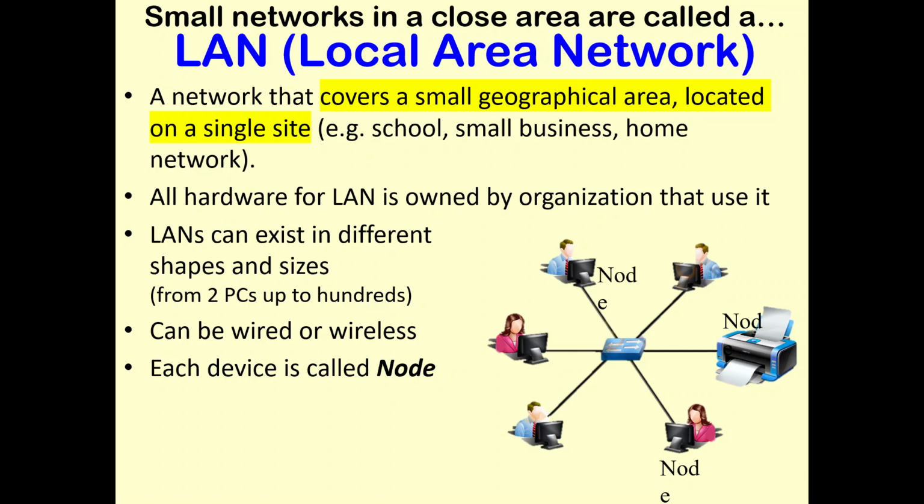First type of data network we know about, which we covered, is a LAN, a local area network. A network that covers a small area of land, a small geographical area located on a single site, like in a school, a small business, or a home network like you might have at home. All the hardware in a LAN is owned by the organization. It's not rented, it's owned by the organization. And it could be wired or wireless.